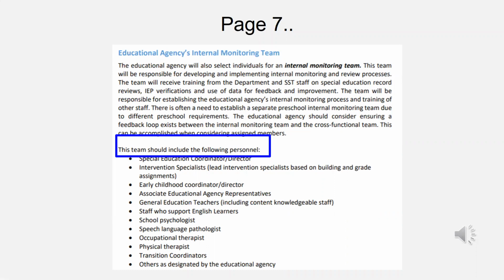Please turn to page 7 of the IDEA Monitoring Guide, where it lists personnel that would develop a strong cross-functional team. As you can see, their list includes the following personnel: special education coordinators and directors, intervention specialists, early childhood coordinators and directors, associate educational agency representatives, general education teachers, staff who support English learners, school psychologists, speech-language pathologists, occupational therapists, physical therapists, transition coordinators, and others as designated by your team.